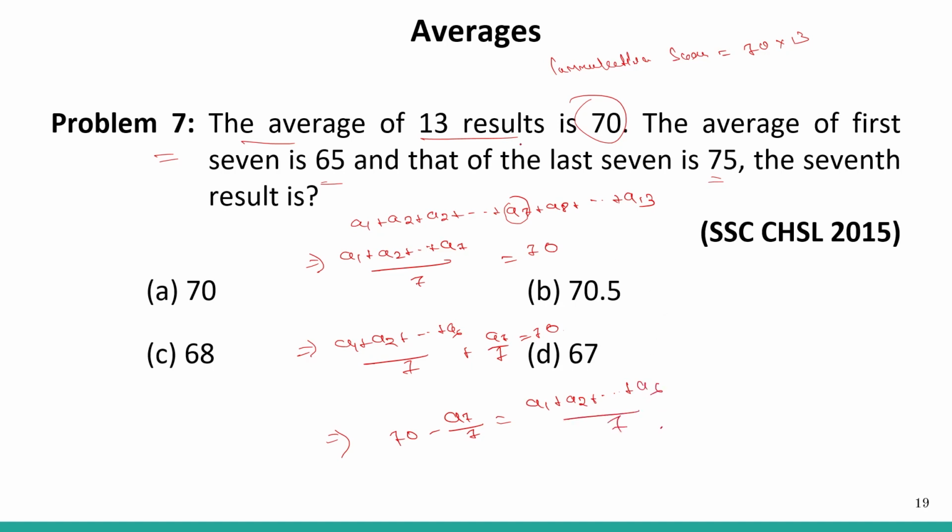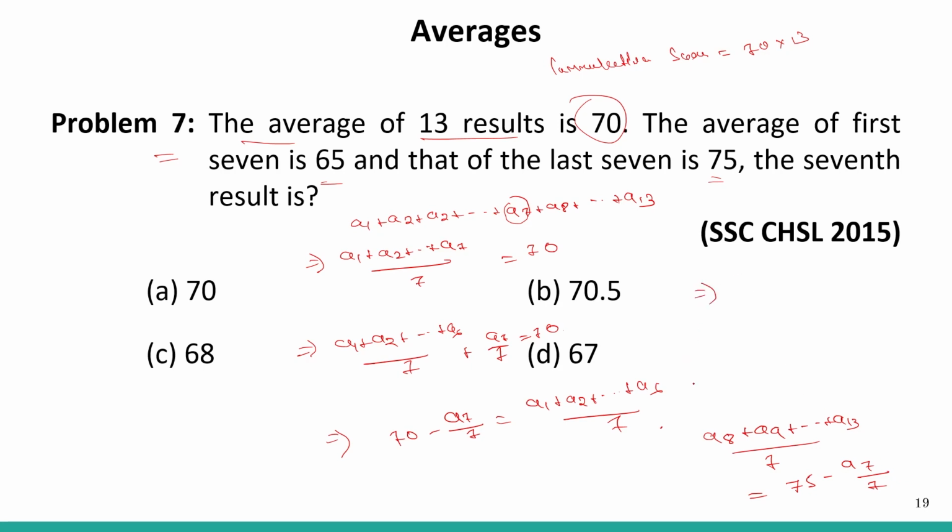And it was given that the average of the last 7 is 75. So we can also say that a8 plus a9 plus up to a13 by 7 will be equal to what? Equal to 75 minus a7 by 7, right?